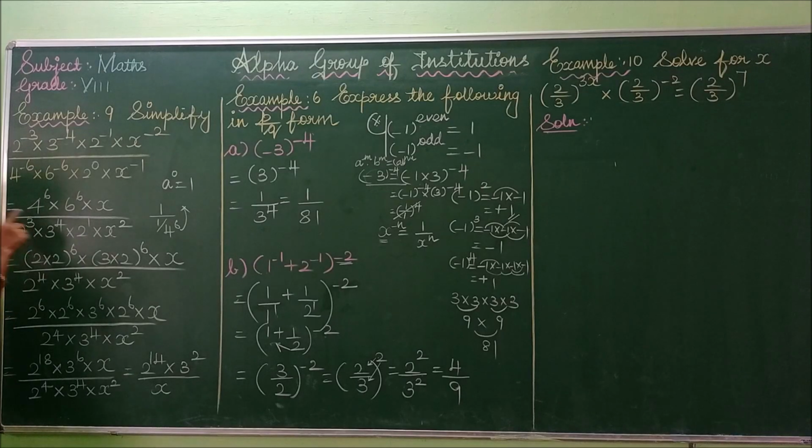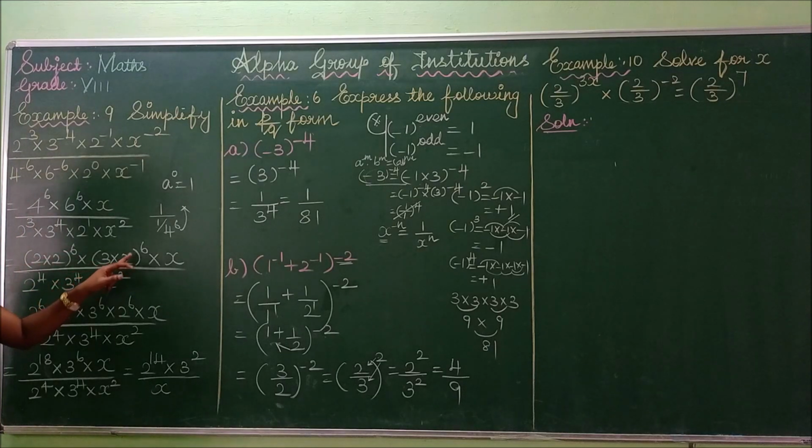So now listen, how you can split and write the 4. 4 is 2 square. So we can represent it as 2 into 2 whole power 6. 6, because 3 2s are 6. So 3 into 2 whole power 6. That x as it is.